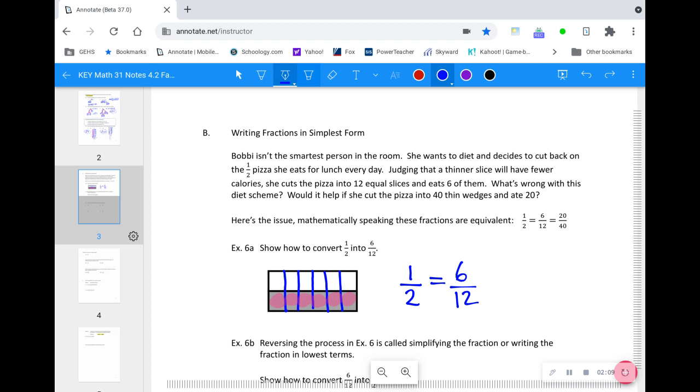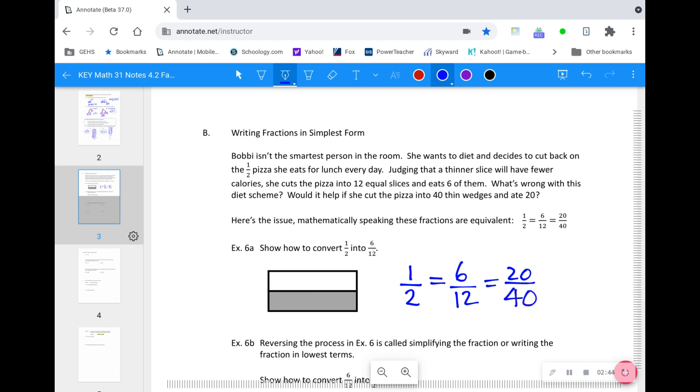Now, if she wanted to take that to an extreme, she could cut this pizza into 40 little thin, tiny slices. I don't know if I can draw this here, but picture 40 of those slices. There'd be a bunch of them here, okay? But if she had 40 slices and she ate 20 of those 40 slices, well, she's back to eating a half of a pizza. So 20 out of 40 is also half.